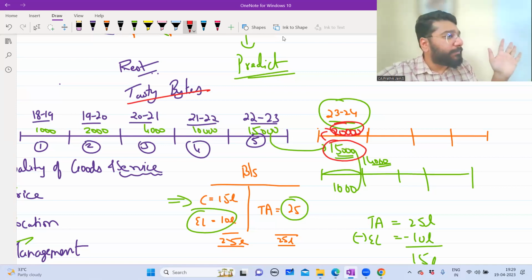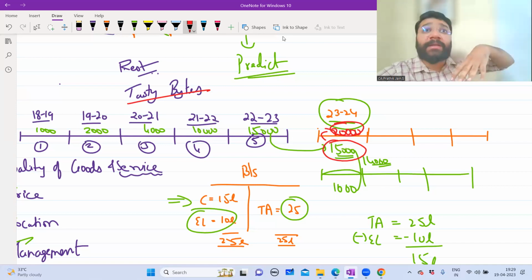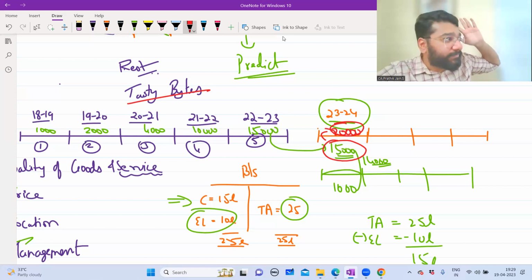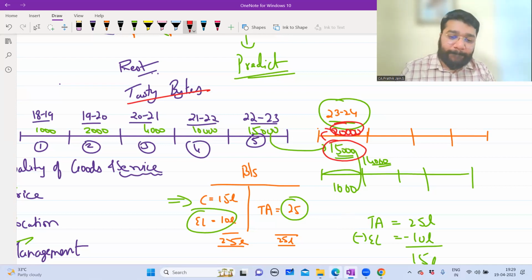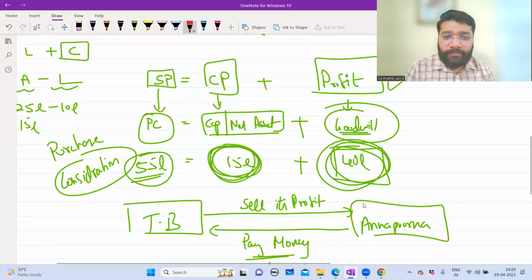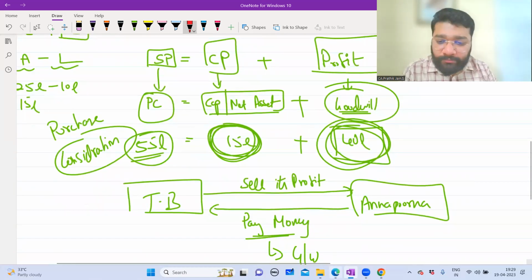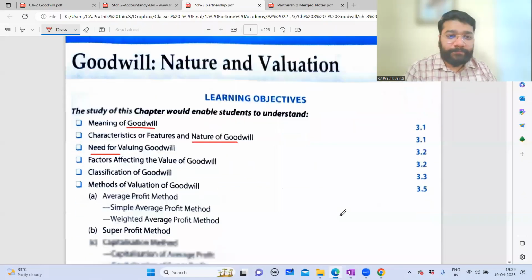Am I clear with what I'm saying? In reality, apart from profit, there are so many other parameters or factors which the buyer and seller have to take into consideration before the deal is matured and finalized. Okay, not okay? Is the concept of goodwill understood? Please tell me.